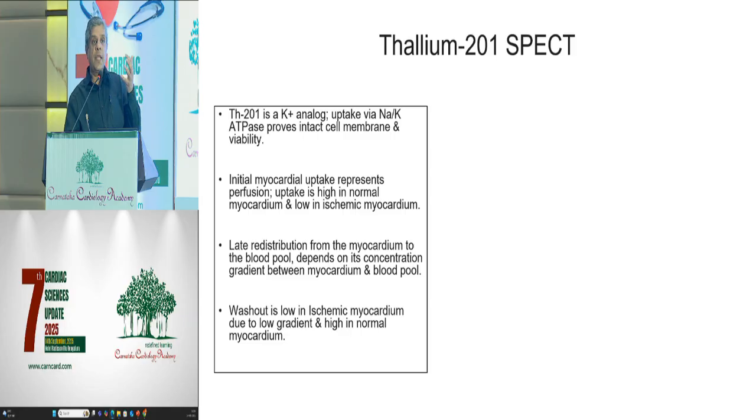So if a cell membrane is intact, the sodium-potassium pump is functioning, therefore the cell takes up the potassium. Initially the potassium uptake is because of perfusion, and later redistribution happens because of the gradient between the cell and the blood pool. Now, if the myocardium is ischemic, the washout of the thallium from the myocardial cell is slow.